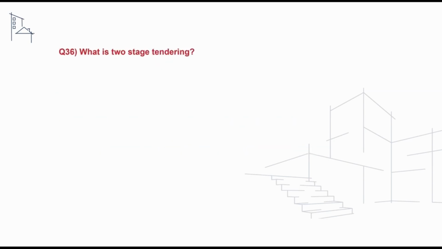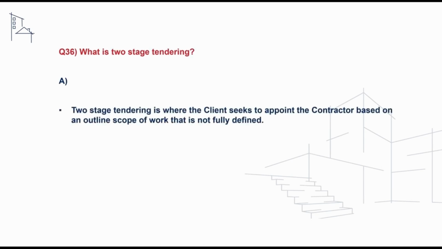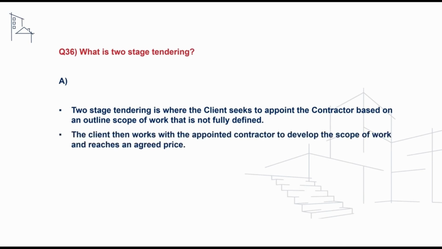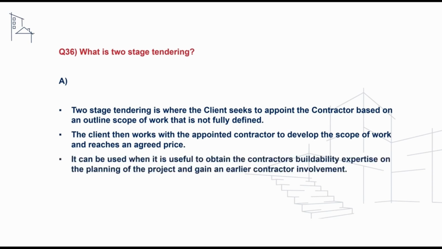The next question we'll take a look at is what is two-stage tendering? And to address this, we can say that two-stage tendering is where the client seeks to appoint the contractor based on an outline scope of works that is not fully defined. The client then works with the appointed contractor to develop the scope of work and reach an agreed price. It can be used when it's useful to obtain the contractor's buildability expertise on the planning of the project and to gain an earlier contractor involvement.